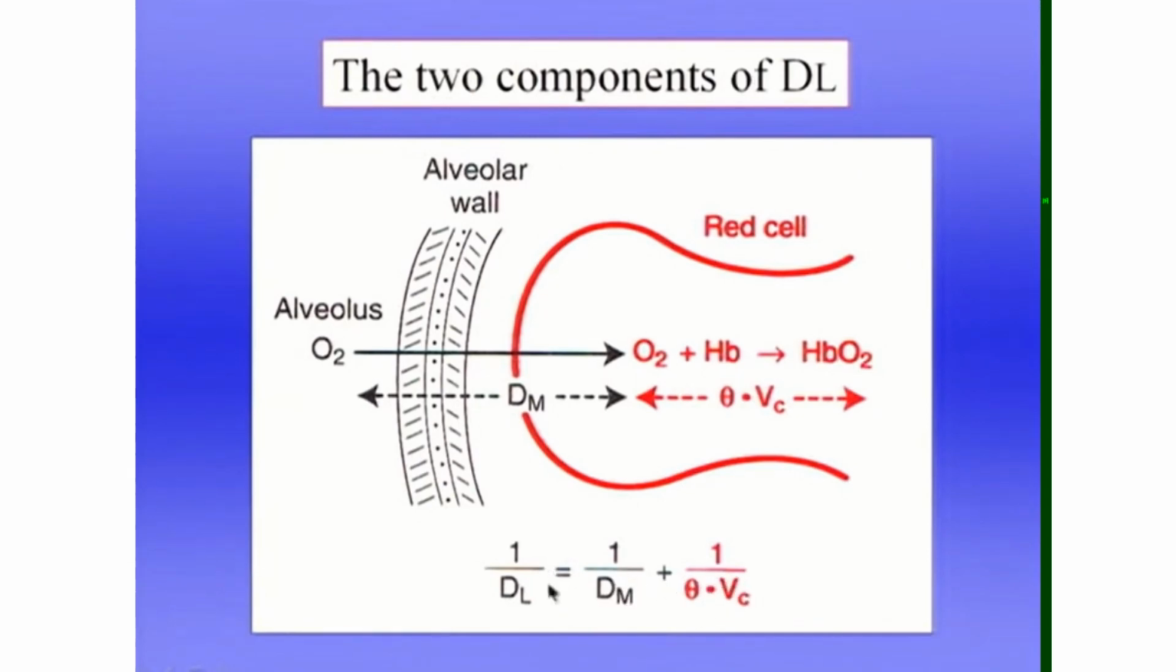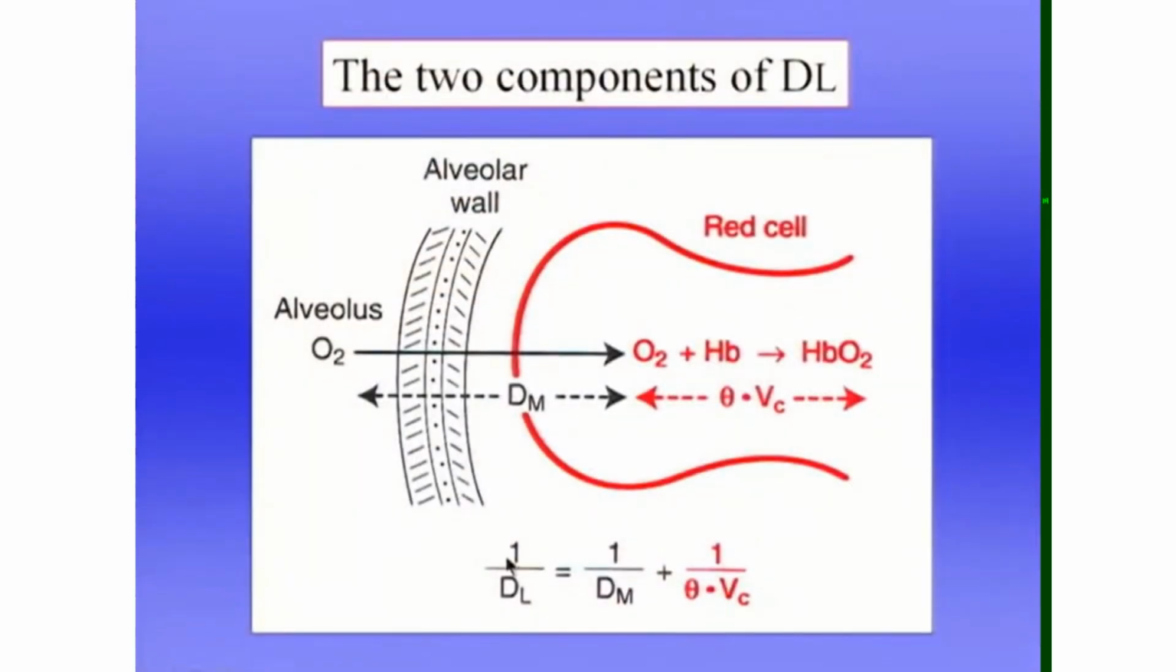You may say, why have we got these inverses here? Because we're adding resistances. The diffusing capacity, and I won't go into it in detail, is actually a conductance. It's the volume per unit time. But what we want is resistance. We can't add conductances. We have to add resistances, which is the reciprocal of conductances. Don't worry too much about that. But that's the reason why we've got these reciprocals there.